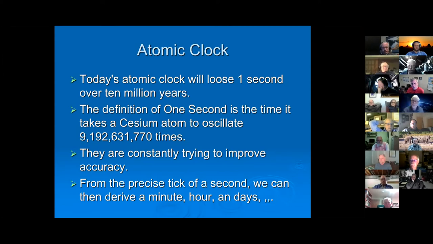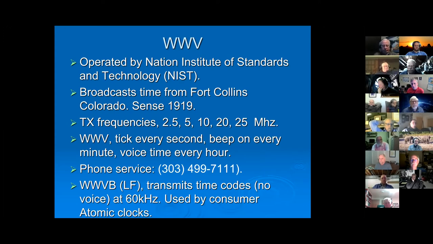So let's talk a little bit about WWV. That's a whole bunch of transmitters operated by the National Institute of Standards and Technology, called the NIST. They broadcast from Fort Collins in Colorado. There's also a site in Hawaii. They've been broadcasting from Fort Collins since 1919. They transmit on 2.5 megahertz, 5 megahertz, 10 megahertz, 20 megahertz, and 25 megahertz. WWV sends out a tick every 1 second, a beep on every minute, and a voice announcement every hour. And then there's a bunch of other stuff that gets mixed in along with that, but that's the crux of what they end up sending out.